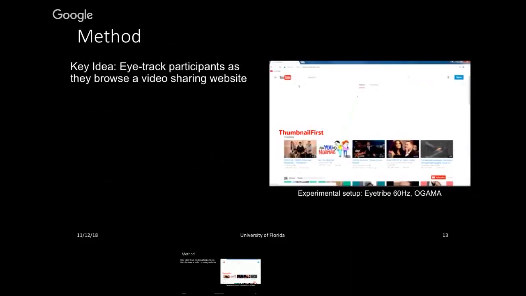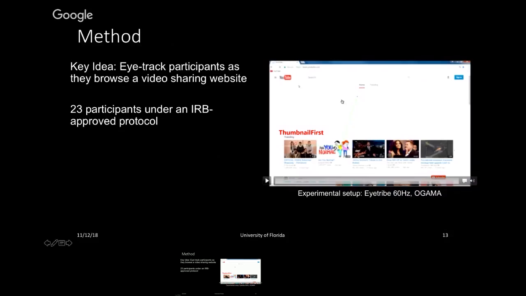Our key idea here in this project was to eye track participants. So we call people over to our lab, give them a task, and we eye track participants as they browse this website. 23 participants under an IRB approved protocol were eye tracked, and their data looked something like this.